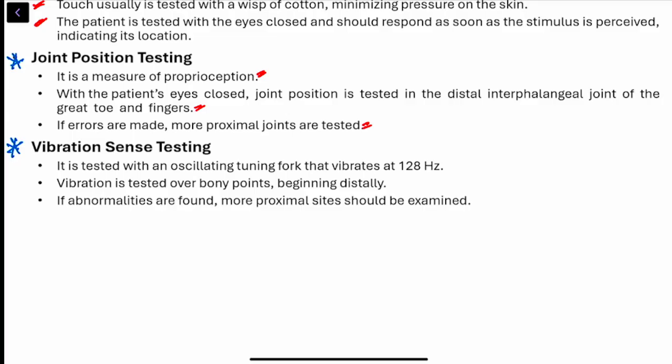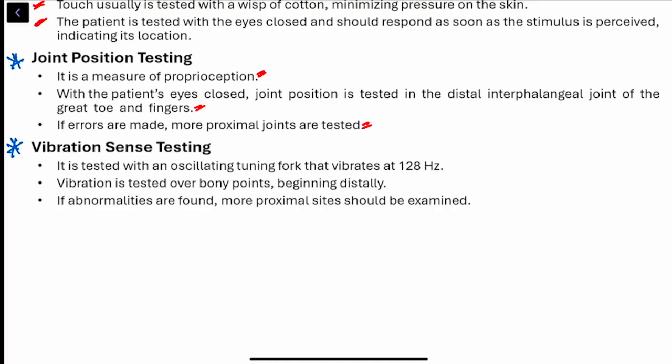We will hold the toe from the sides at the level of the distal interphalangeal joint, and then we will move the distal phalanx to the superior or inferior side, and we will ask the patient, tell me whether I have moved your toe to the superior position or the inferior position. If he responds correctly to your question, it means he is not making an error.